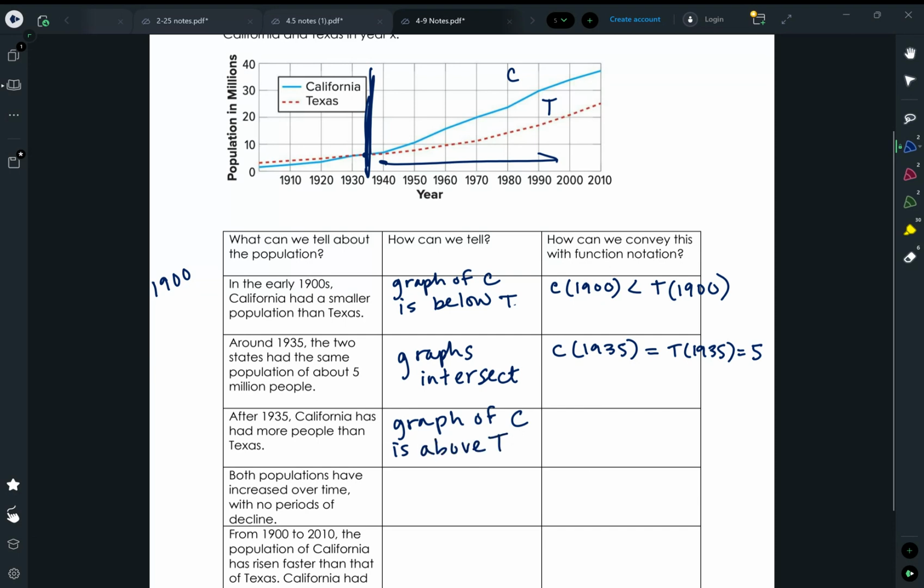And so I would say C of X. I can't just give one year, because I'm talking about after 1935. So C of X is greater than T of X. My output for California is bigger than my output for Texas for X greater than 1935.